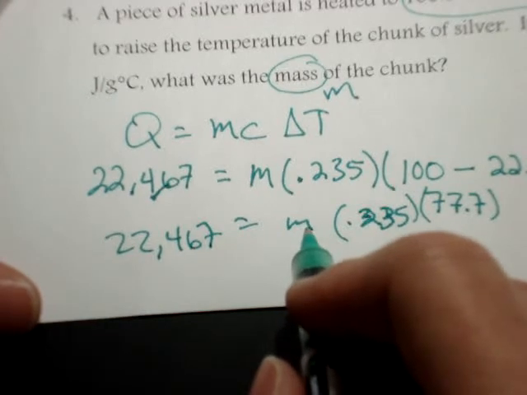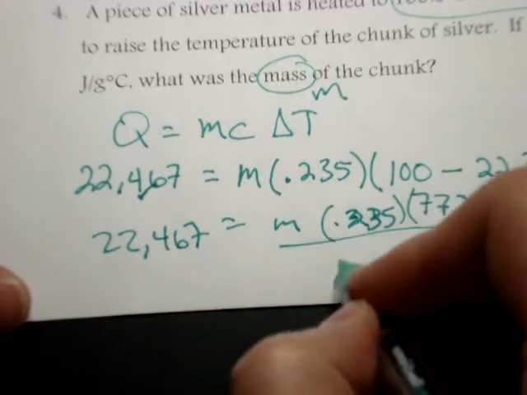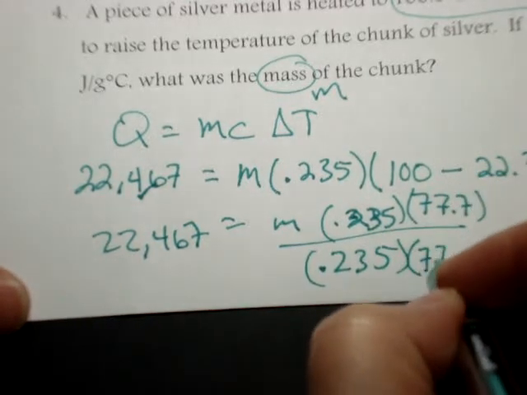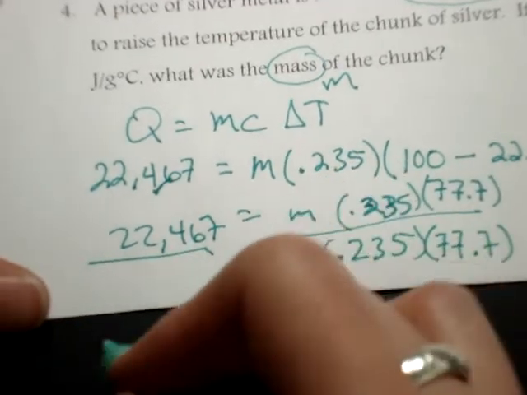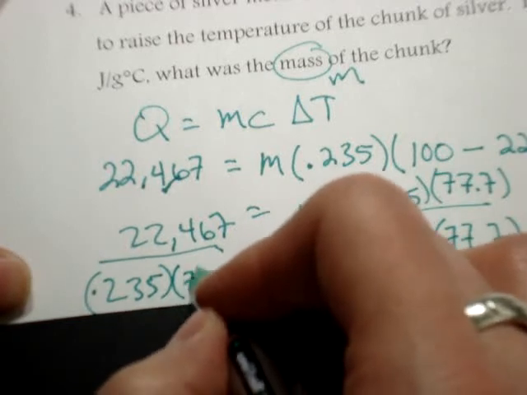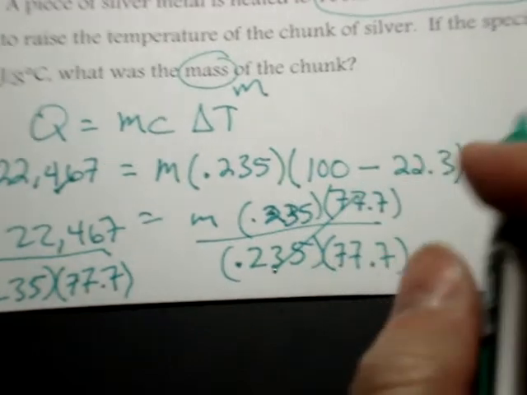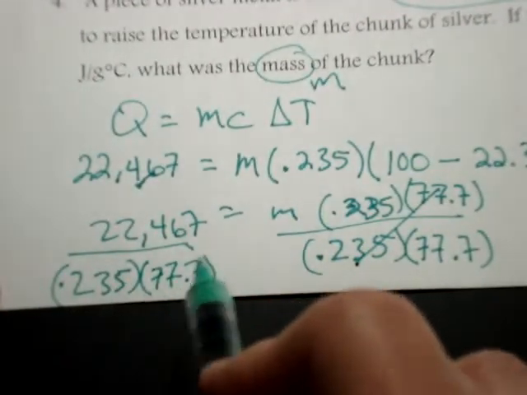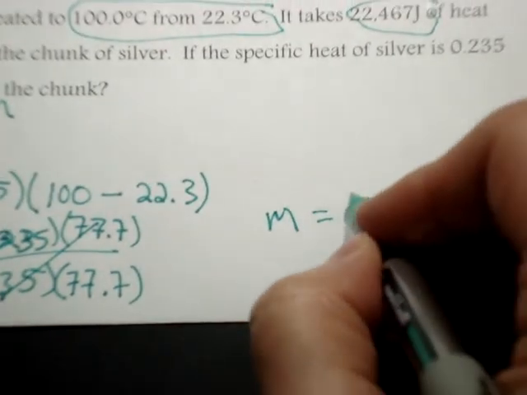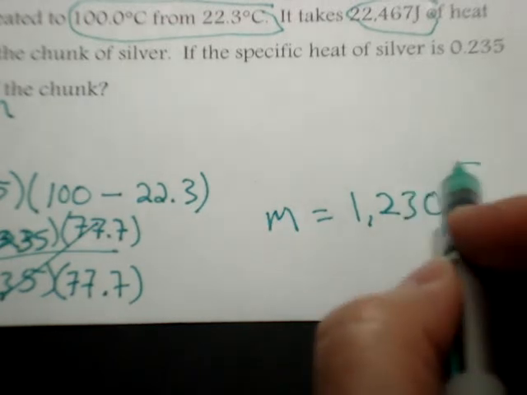Since this is our unknown, and it's being multiplied by these two numbers, we are going to divide both sides by the numbers that are on the same side as our unknown. Anything divided by itself becomes a 1. You simplify this using your math. So our mass we know is 1,230 grams.